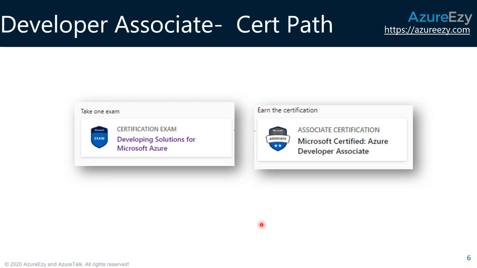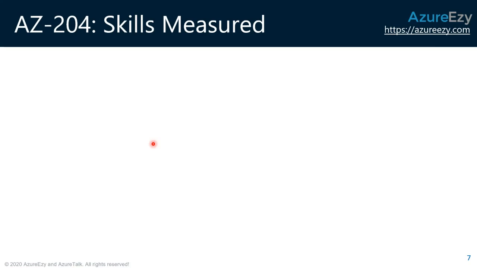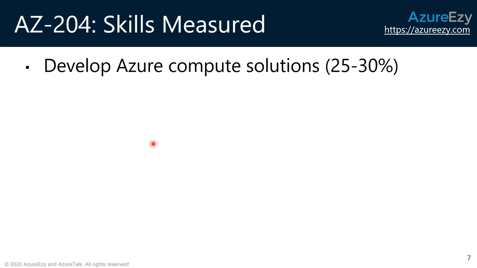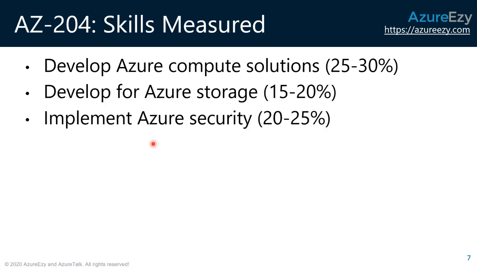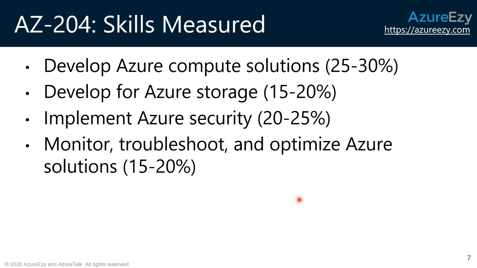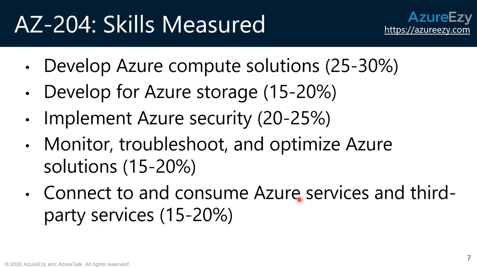Thank you, Ashish. Hey, everyone. These slides you must have seen a couple of times as you are with us in the AZ-204 series. By completing this certification path, once we clear the exam, of course, only then we'll get the Microsoft Certified Azure Developer Associate badge. And this is the exam. If we talk about the skills measured in this certification, it's a developing certification path. So you gotta develop Azure Compute Solutions, Azure Storage Solutions, Azure Security, monitor, troubleshoot, and optimize Azure solutions, and connect to and consume Azure services and third-party services. These are the major topics that you need to cover for this certification.